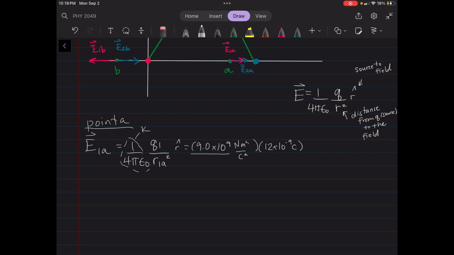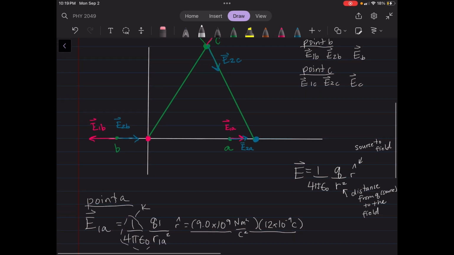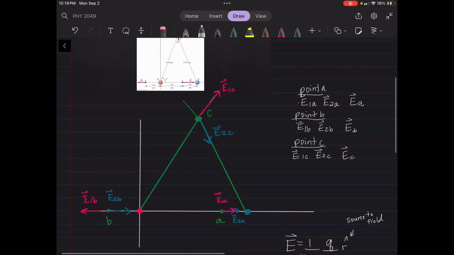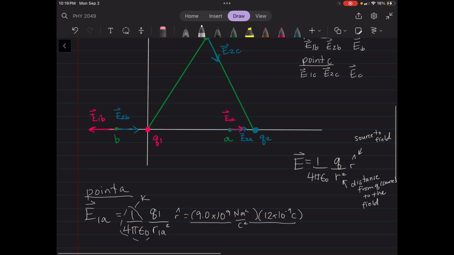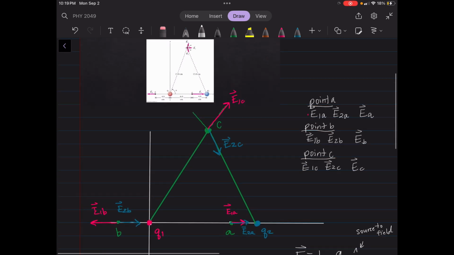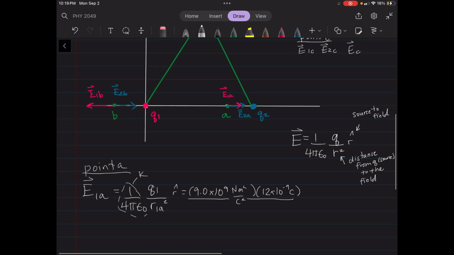And that is divided by R1A, the distance between Q1 and point A. So Q1, let's just go ahead and write this down, right? Q1 is right here, Q2 is right here, so we can keep track of it all. The distance from Q1 to point A is given in the problem as 6 centimeters, okay? Convert to SI, square it, okay?